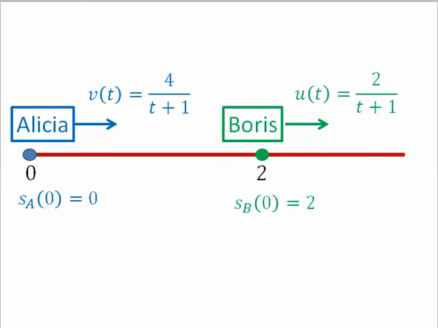Here's a diagram of what we have. Alicia starts at position 0, so her position function equals 0 at time 0. Boris starts 2 miles ahead, so at time equals 0, Boris's position function equals 2. Boris's velocity is given by u, and Alicia's velocity is given by v.